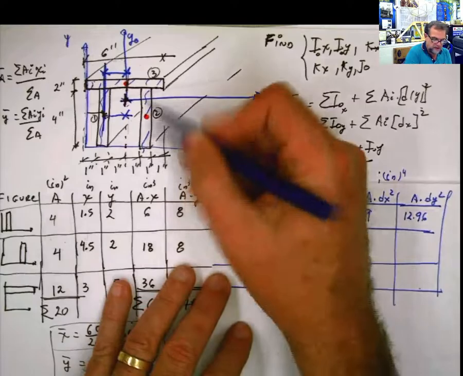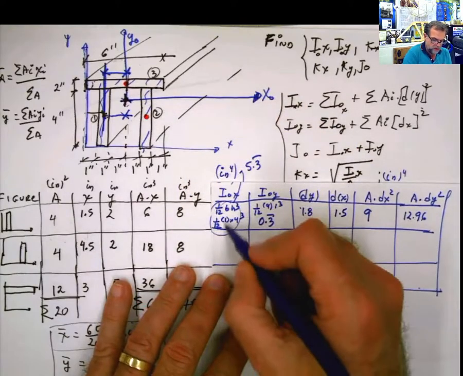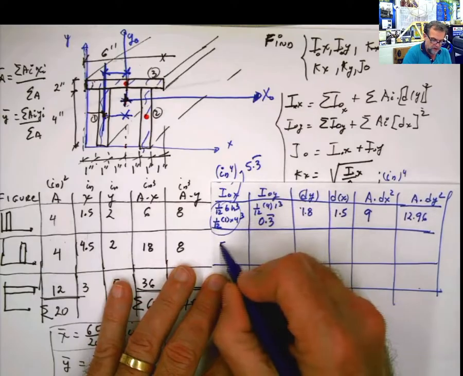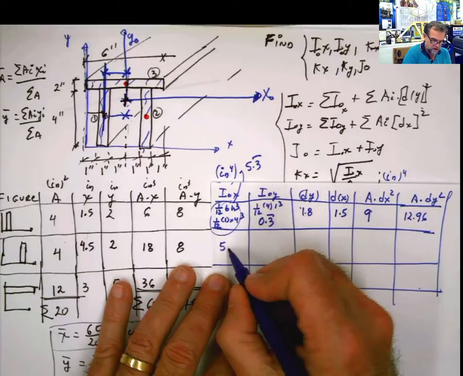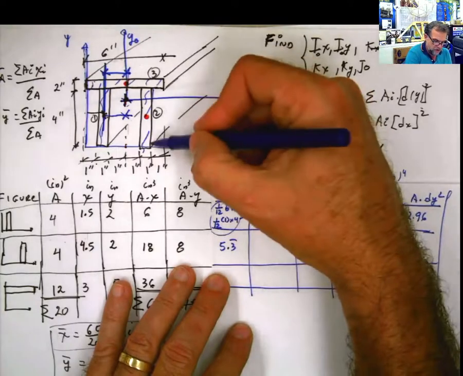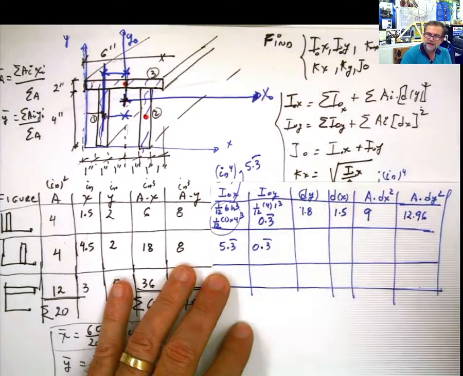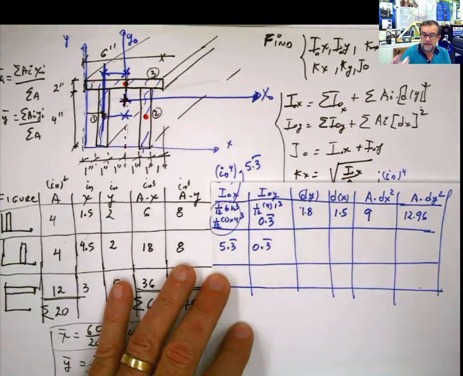Figure 2 is the same type of rectangle as this one, so this is going to be exactly the same thing. 1/12 of 1 times 4 to the third, 5.3 periodic. Distance in y is going to be 4 times 1 to the third divided by 12. That's 0.3. Exactly the same centroidal moment of inertia because it's the same figure.